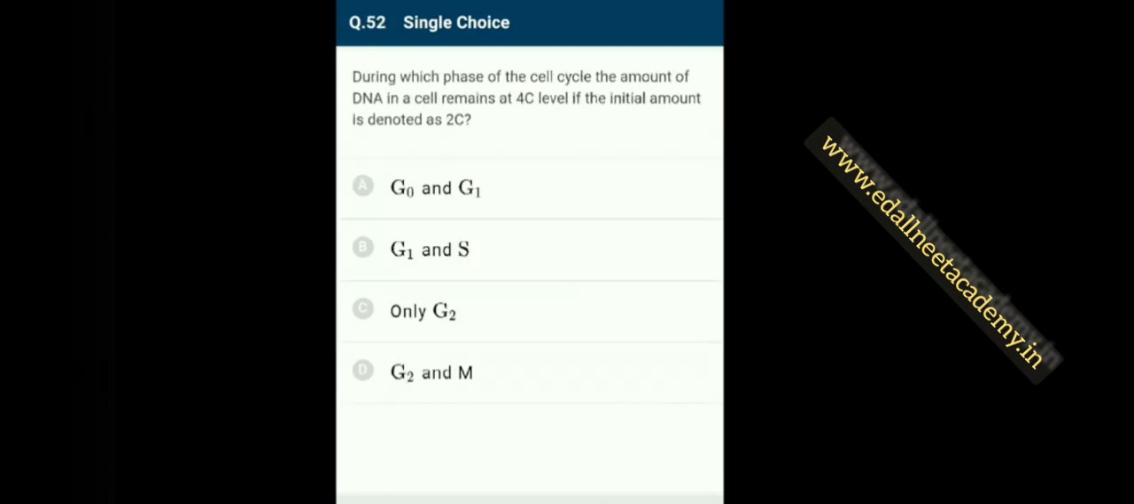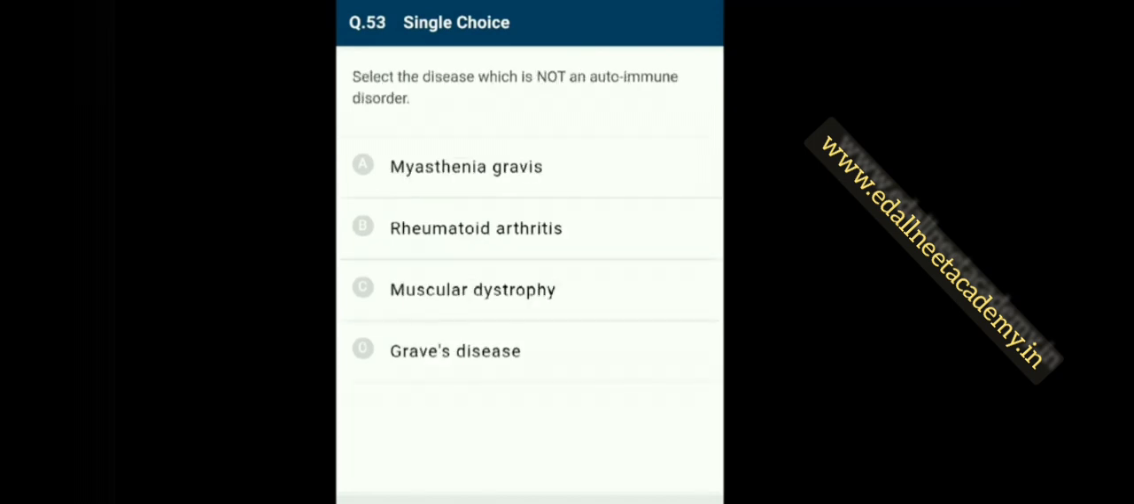During which phase of the cell cycle does the amount of DNA in a cell remain at 4C level if the initial amount is denoted as 2C? The sequential events that lead to the formation of new daughter cells by cell division, preceded by duplication of the genome, are termed the cell cycle. The whole cell cycle is broadly divided into two. During G2 and M phase, which is not an autoimmune disorder.